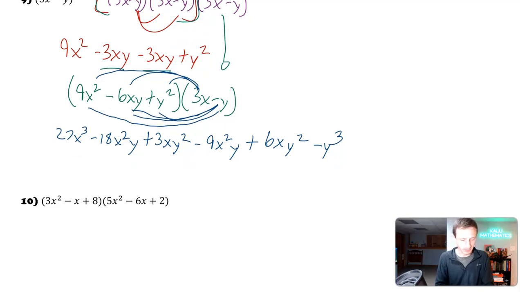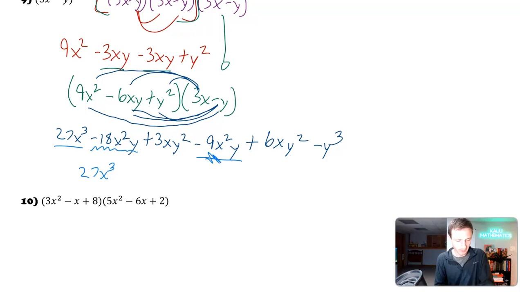Oh my goodness, we have a lot of like terms, I think. 27x to the third, I don't have anything. I have the minus y to the third, but those are not like terms. But I don't have any x to the third, so 27x to the third, nothing. Let's see, negative 18x squared y. I have negative 9x squared y.